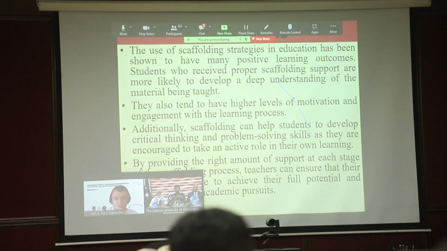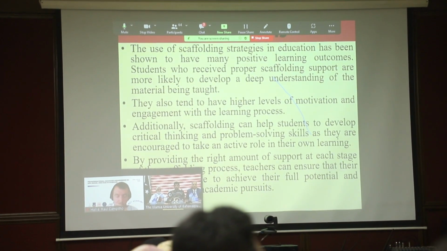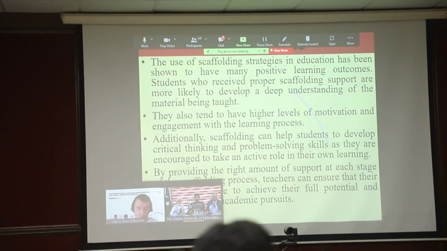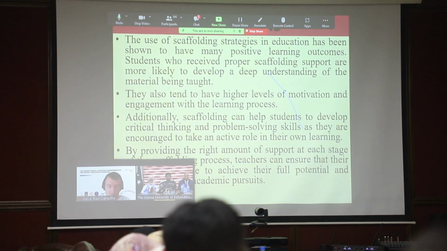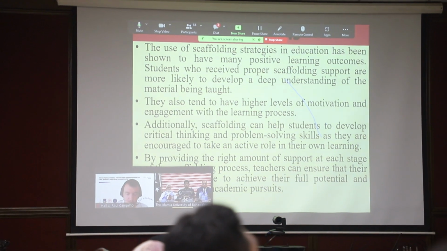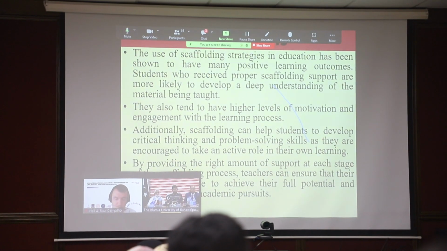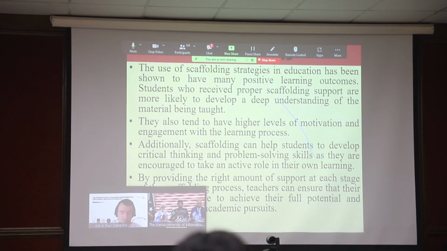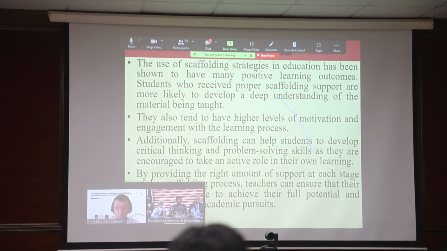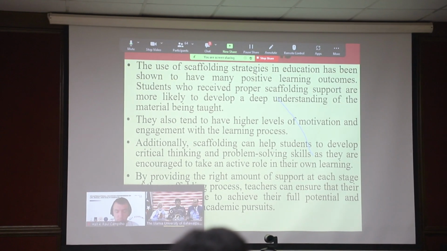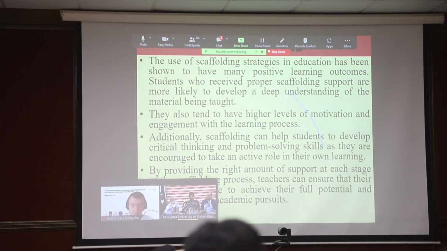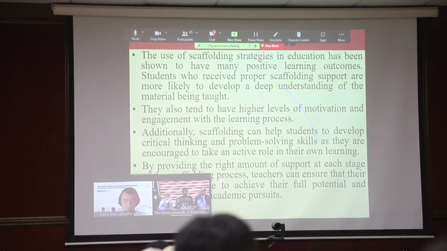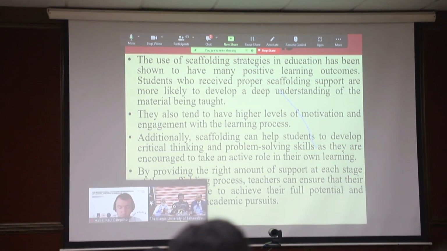And now I would like to move towards the conclusions. The use of scaffolding strategies in education has been shown to have many positive learning outcomes. Students who receive proper scaffolding support are more likely to develop a deep understanding of the material being taught. They also tend to have a high level of motivation and engagement with the learning process. Additionally, scaffolding can help students to develop critical thinking and problem-solving skills as they are encouraged to take an active role in their own learning. By providing the right amount of support at each stage of the scaffolding process, teachers can ensure that their students are able to achieve their full potential and succeed in their academic pursuits.